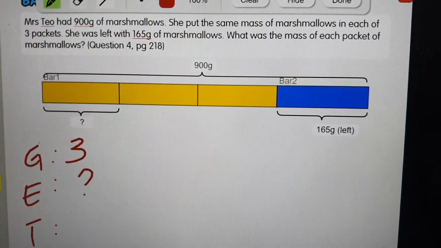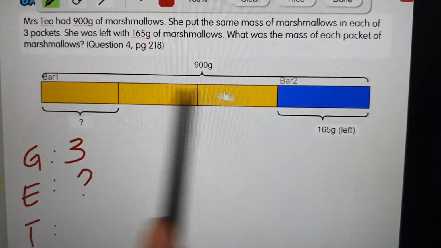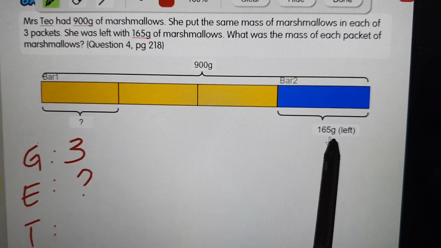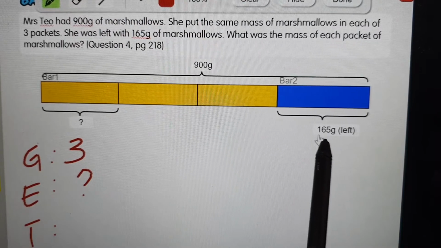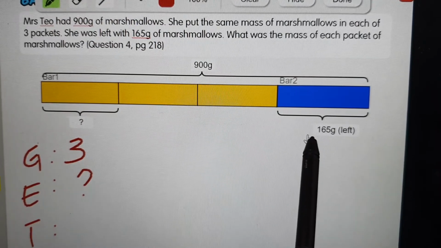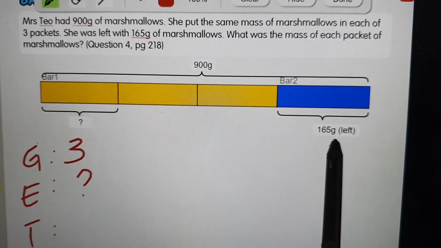Do you think it's going to be 900? Okay, remember, total doesn't always mean everything that she has. Total actually means, in order for me to have my 3 groups here, how many marshmallows am I going to use? From your model here, I can see clearly that 3 packets will be here. So these 3 units here are going to represent your total. Does it include this 165? No, you're not going to use this 165 at all when you are packing the marshmallows into the 3 packets. So this 165 should not be included as part of your total.